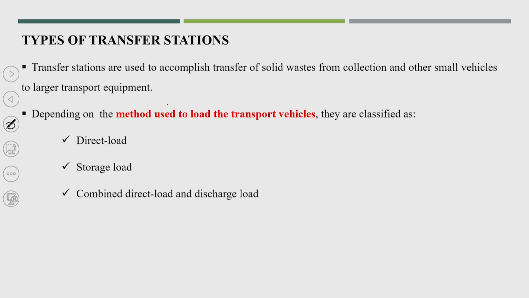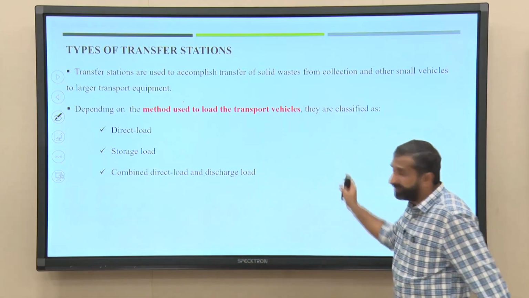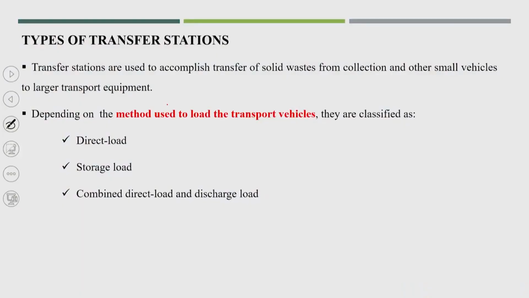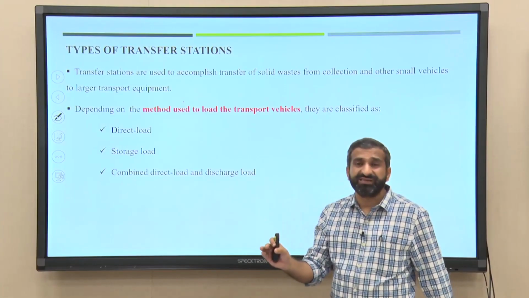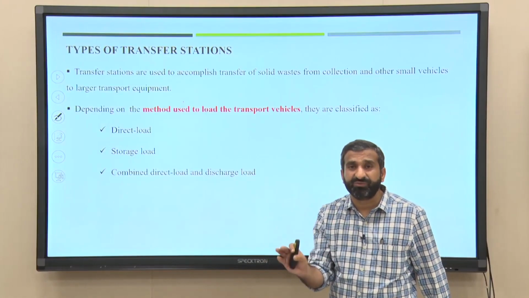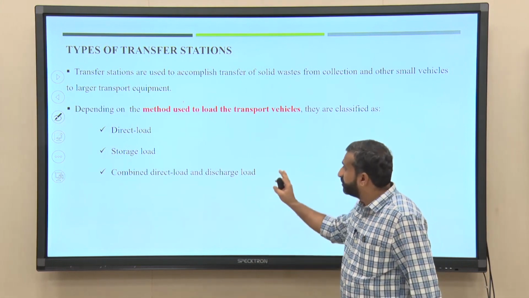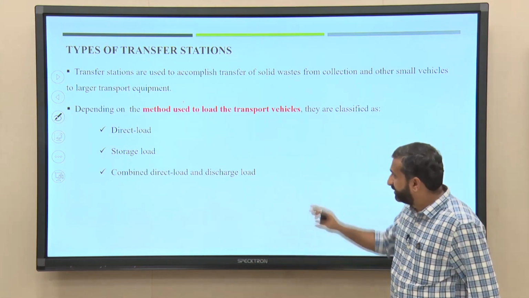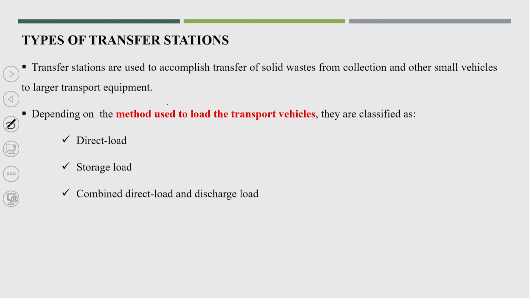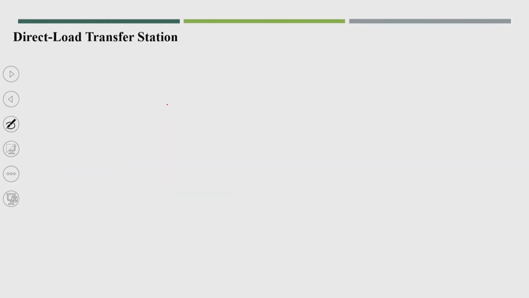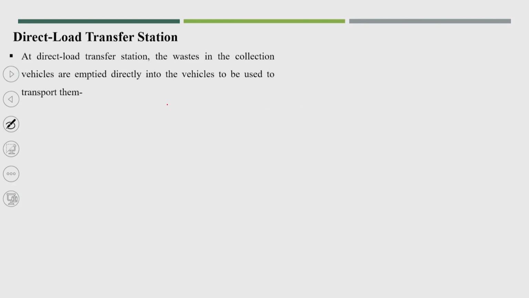Here we will see, based on the load of the transport vehicle and what kind of benefits we are planning to get, especially whether recycling facilities or any composting facility could be possible in the transfer station, we can classify it in three different ways. First, we will see the direct load transfer station.